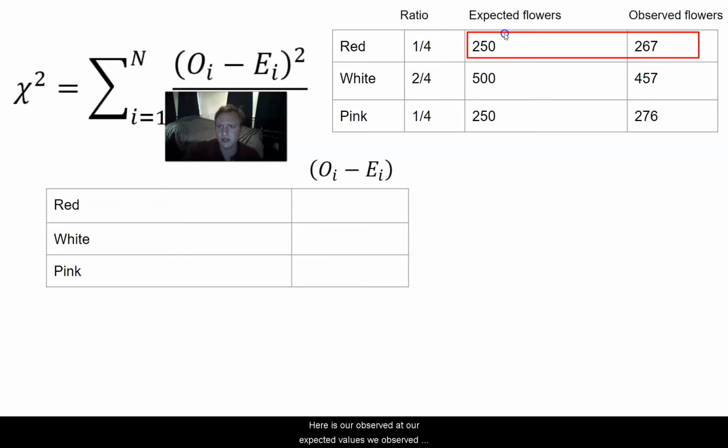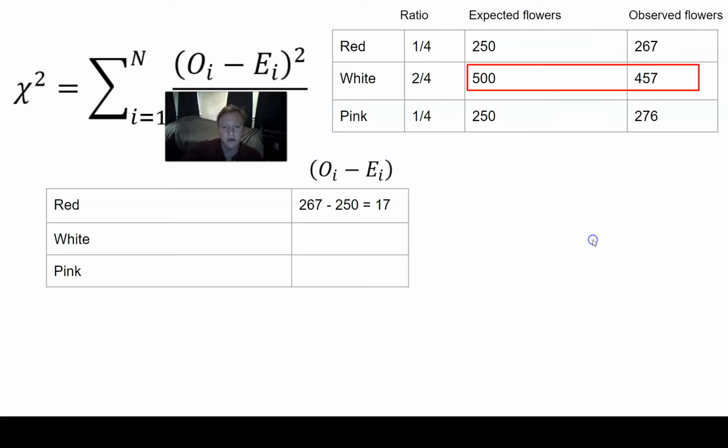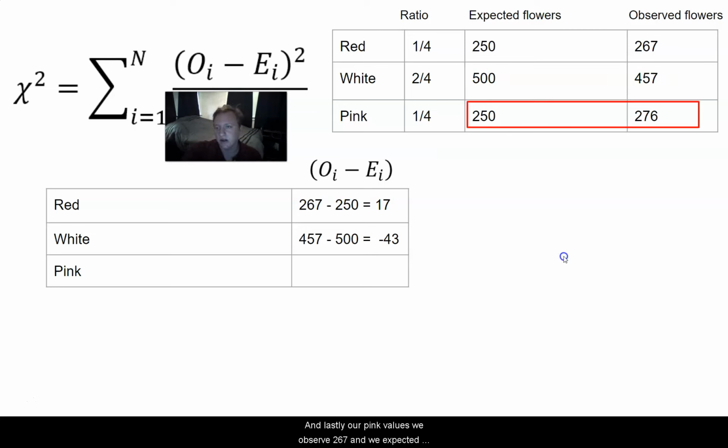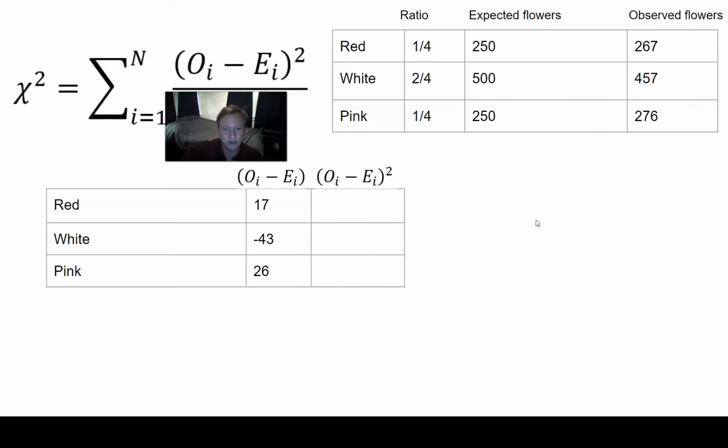So here are our observed and our expected values. We observed 267, we expected 250, so we can just plug that in right there. The next one, for white flowers, we observed 457, but we expected 500. Just plug that one in right there. That gives us negative 43. And lastly, our pink values, we observed 267 and we expected 250. That gives us 26.